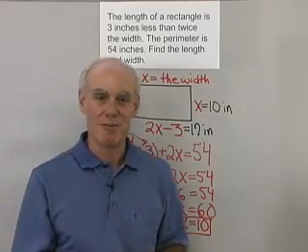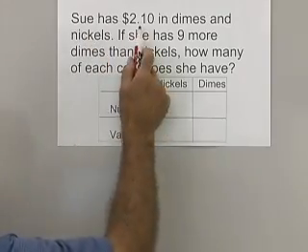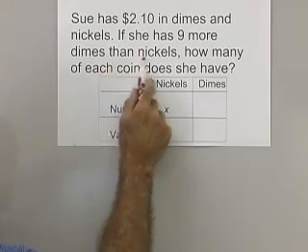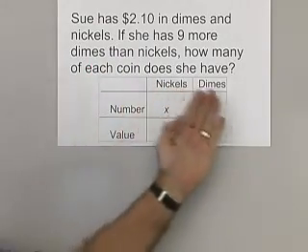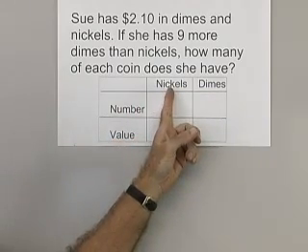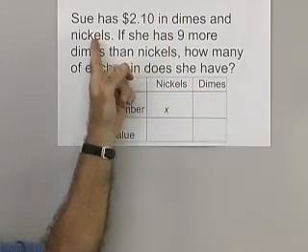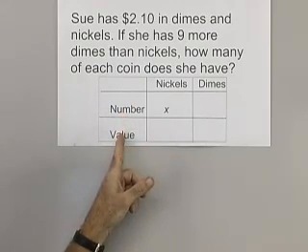Let's look at one more problem. This time we have a coin problem. Sue has $2.10 in dimes and nickels. If she has 9 more dimes than nickels, how many of each coin does she have? So you can see I've already set up a table here for this problem where I have the 2 columns labeled with nickels and dimes, the 2 types of coins that we have in the problem, and then the 2 rows are labeled with number and value.